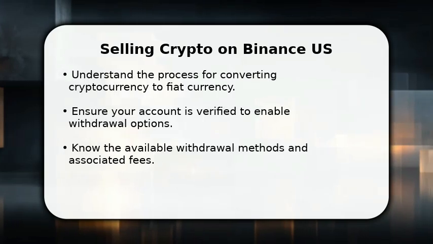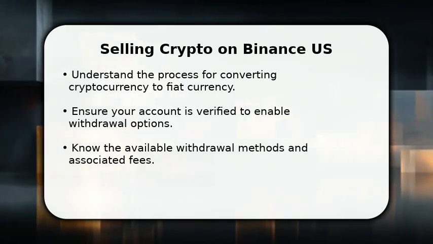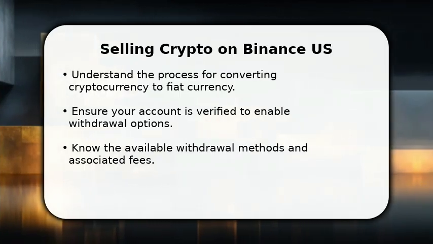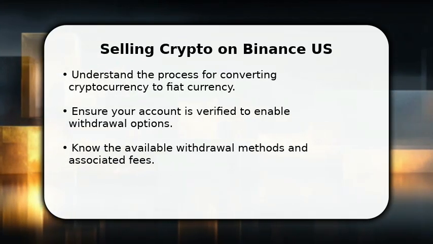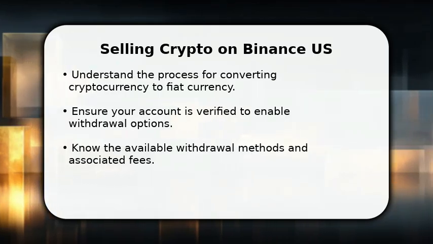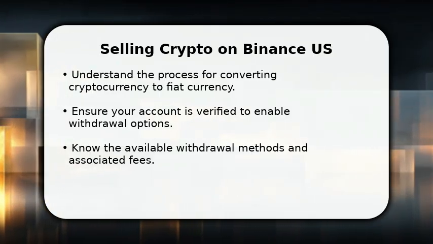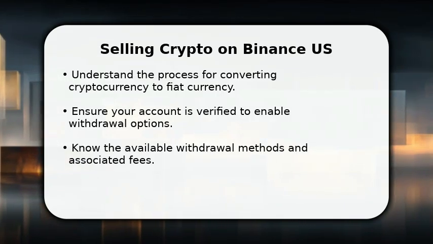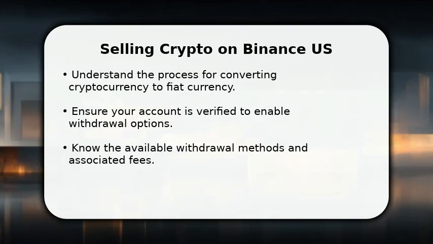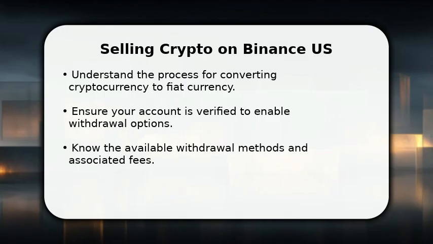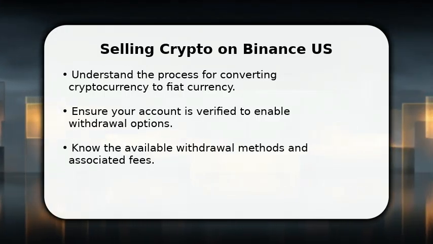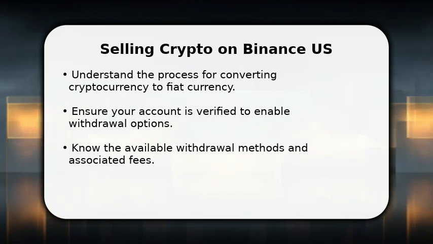Enjoy the video. In this video, I will explain how to sell on Binance US. First, log into your Binance US account and navigate to the Sell section. You'll need to select the cryptocurrency you wish to sell and the fiat currency you want to receive. Make sure your account verification is complete, as this is crucial for withdrawing funds. We'll cover the steps to initiate a sale and confirm your transaction details. It's a straightforward process once you know the key steps.